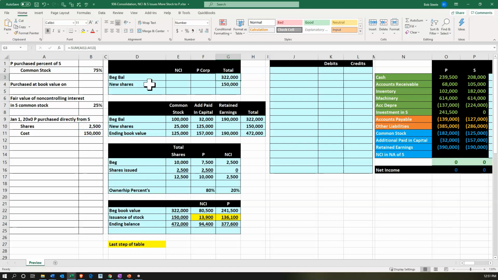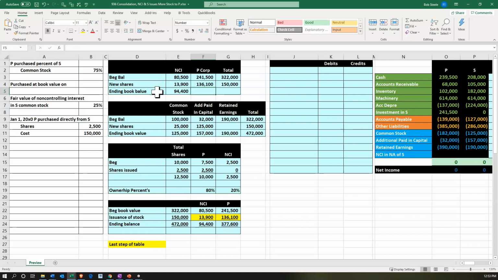So let's break this out. The beginning balance here is going to be broken out at where we started. So this is going to be that 322 times the 75, and this is going to be that 322 times the 25, and that's going to be our beginning balance. Now we're going to be picking up the new shares, and this is where we're going to take this new share information from our table down below that we calculated. So instead of breaking it out between 75-25 or 80-20, we're going to be breaking it out in accordance with the non-controlling interest, the 13.9, and the controlling interest, the 136.1. So if we add those up, we get the 150, and then the ending book value is going to be equal to the sum of adding these up.